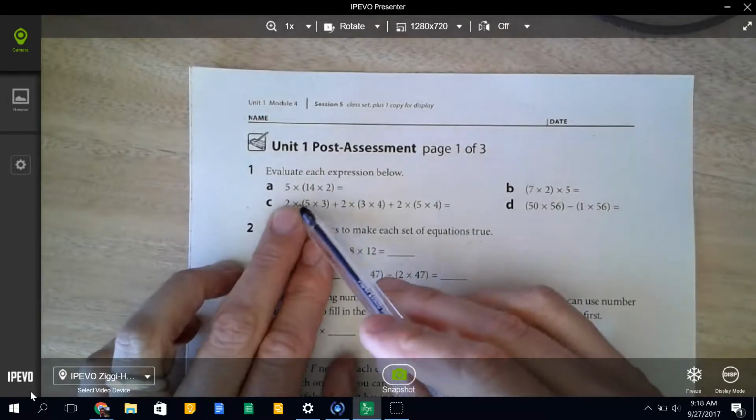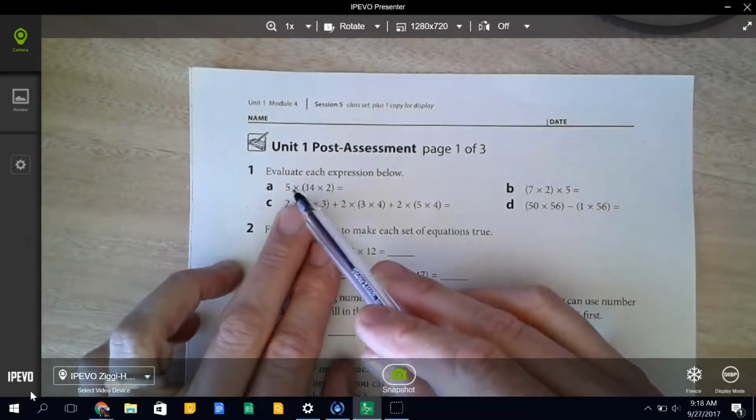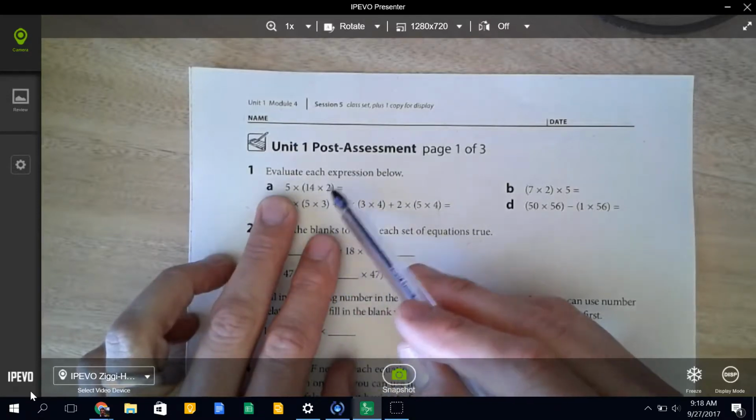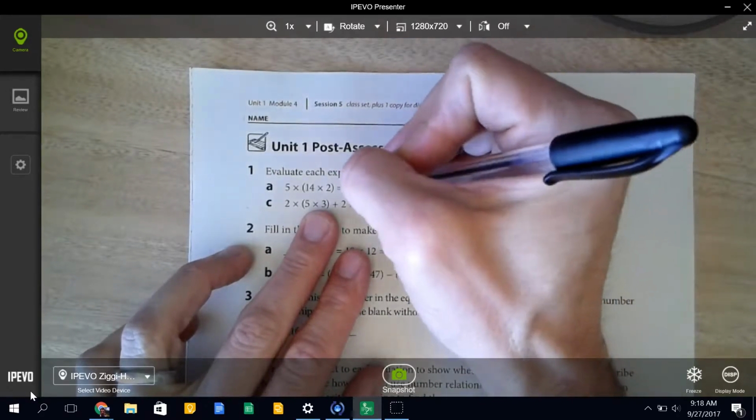Here, this first one. So I have 5 times 14 times 2. Well, I know 14 times 2 is 28, but I also know that 5 times 2 is 10. That makes this problem way easier. 5 times 2 is 10. 10 times 14 is 140.